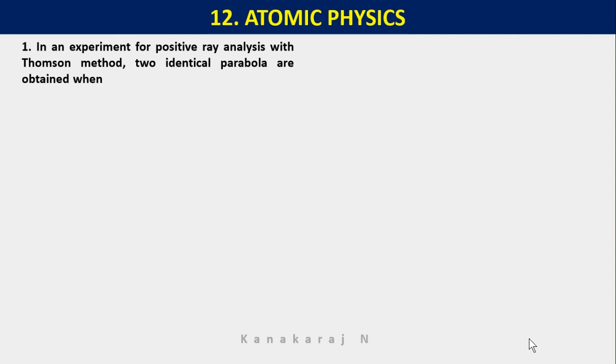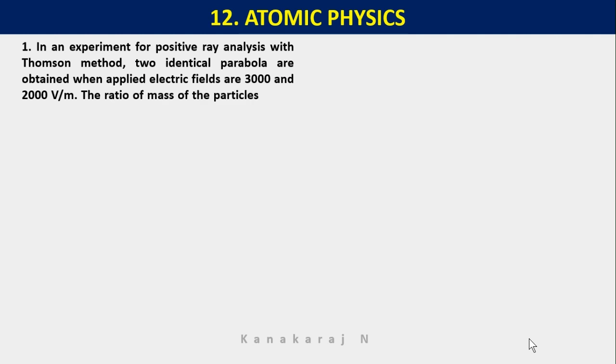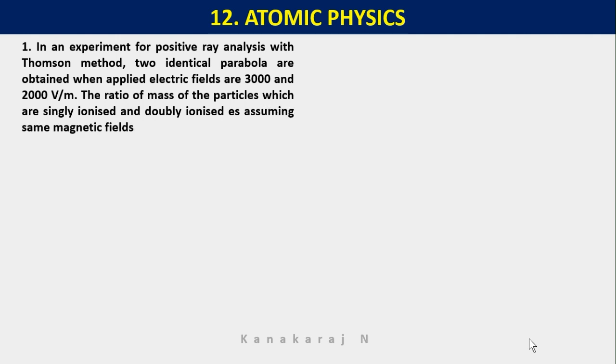Let us learn another problem from atomic physics. In an experiment for positive ray analysis with Thomson method, two identical parabolas are obtained when applied electric fields are 3000 and 2000 volt per meter. The ratio of mass of particles which are singly ionized and doubly ionized, assuming same magnetic fields, is? Four options are given. We have to find the right one here.